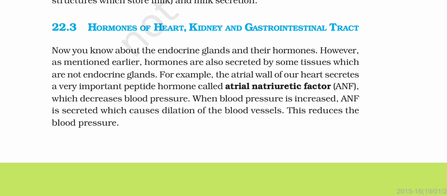Hormones of heart, kidney and gastrointestinal tract. Now you know about the endocrine glands and their hormones. However, as mentioned earlier, hormones are also secreted by some tissues which are not endocrine glands. For example, the atrial wall of our heart secretes a very important peptide hormone called atrial natriuretic factor, ANF, which decreases blood pressure. When blood pressure is increased, ANF is secreted, which causes dilation of the blood vessels. This reduces the blood pressure.